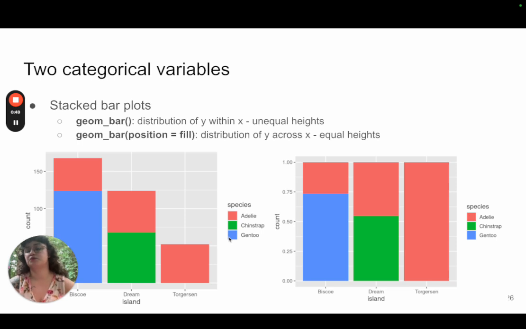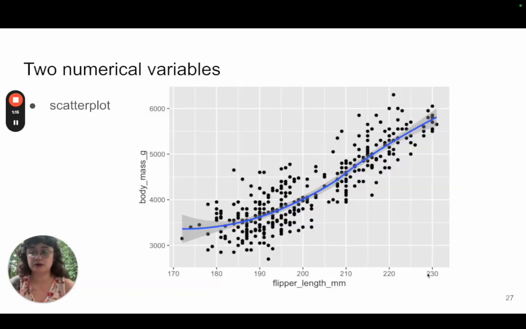You can also analyze two categorical variables. So here we have stacked bar plots. Geom bar is our geometry function for bar plots. Geom bar with a position of fill is going to do the same thing. These are both stacked, but position fill is going to make it so that all of the bars have equal heights. And don't worry, we'll go over this in the code.